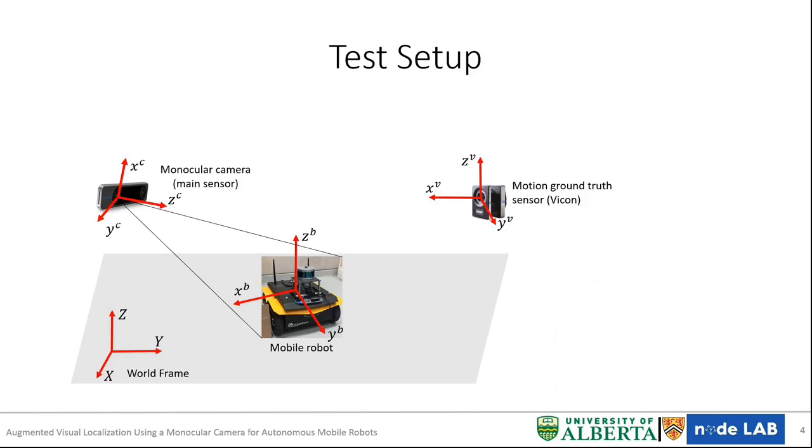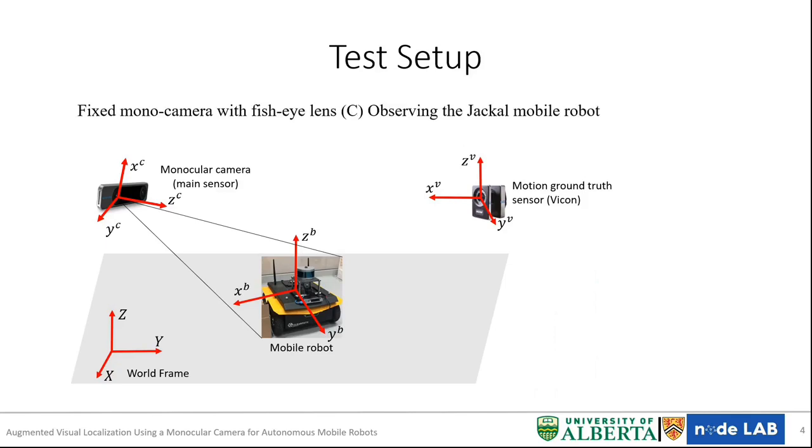The test setup that we have for this research has one fixed mono camera with a fisheye lens observing a Jackal mobile robot. On top of that, we also have a motion capture camera system, which we denote as V. But we have to note that this motion capture camera system is pretty precise and is only used for evaluation purposes, so only to generate the ground truth for our algorithm.